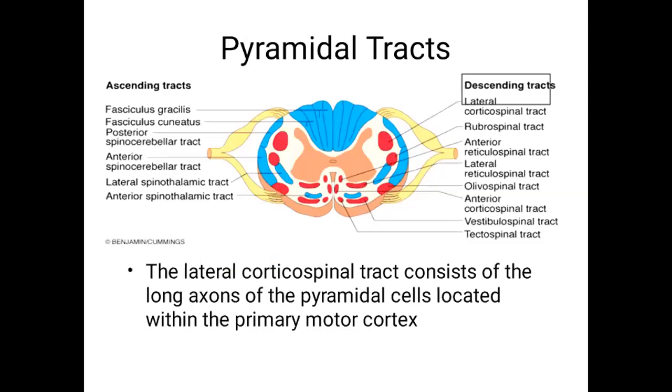Here you can see the cross section of the spinal cord. On one side, you can see the ascending tracts, which we already discussed, the sensory tracts. On the other side, you can see the descending tracts or motor tracts. Generally, motor tracts are divided into pyramidal and extrapyramidal tracts. Your pyramidal tract is the corticospinal tract; extrapyramidal tracts are your rubrospinal, tectospinal, olivospinal, vestibulospinal, and so on.